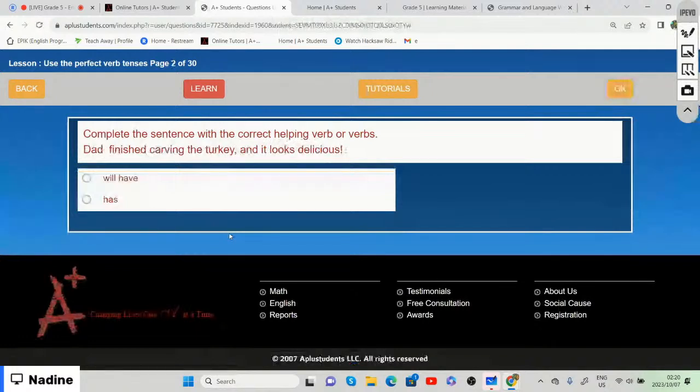So dad, do we say dad will have finished carving the turkey and it looks delicious? Or dad has finished carving the turkey and it looks delicious? We need to choose the correct helping verb to complete the sentence.